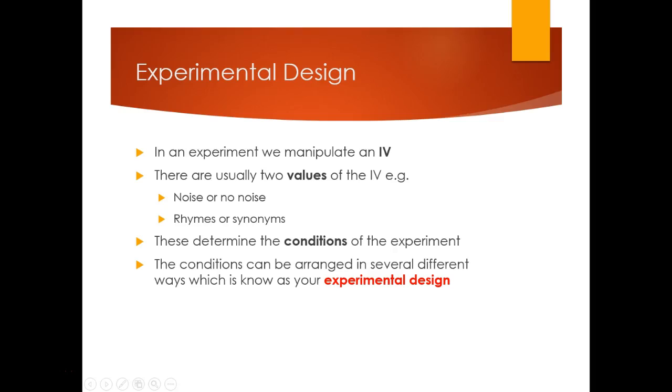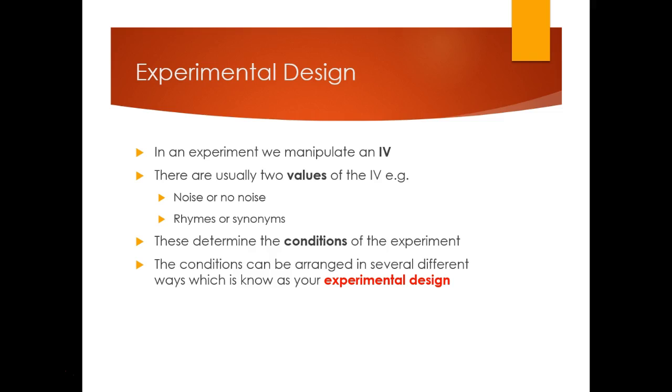Right, so looking at types of experimental design. Now, it's really, really important that you don't get experimental design confused with experiment type or method. So an experiment is when we manipulate an IV. There are usually two values of the IV, so noise or no noise, or rhymes or cinnamon. So these are two conditions in the experiment.